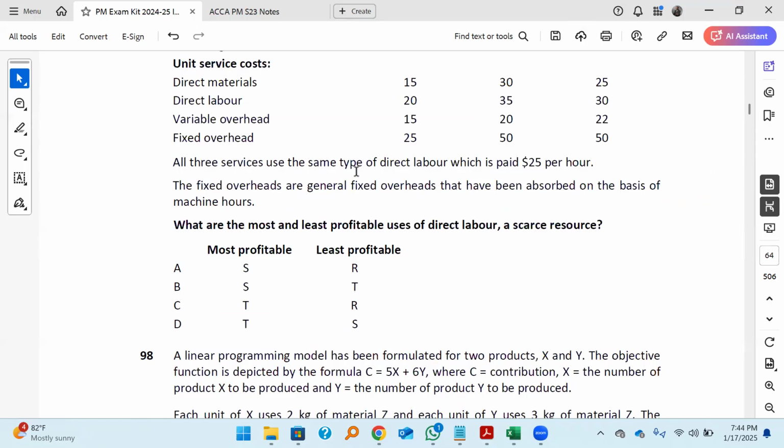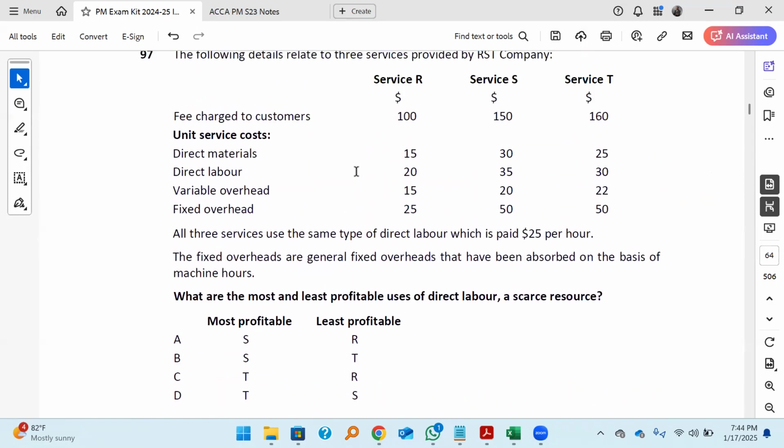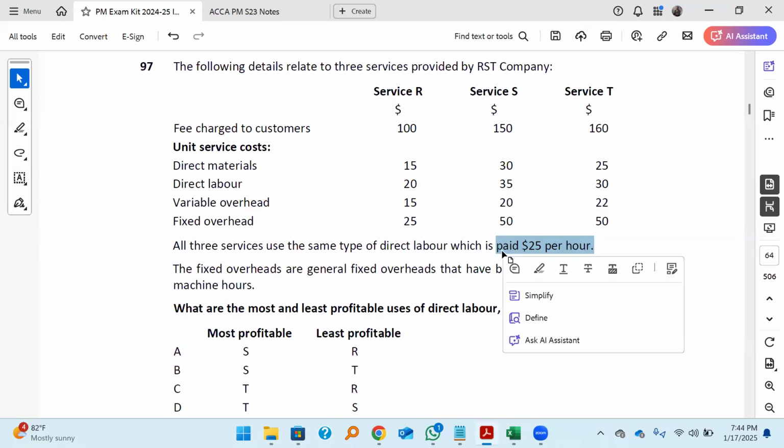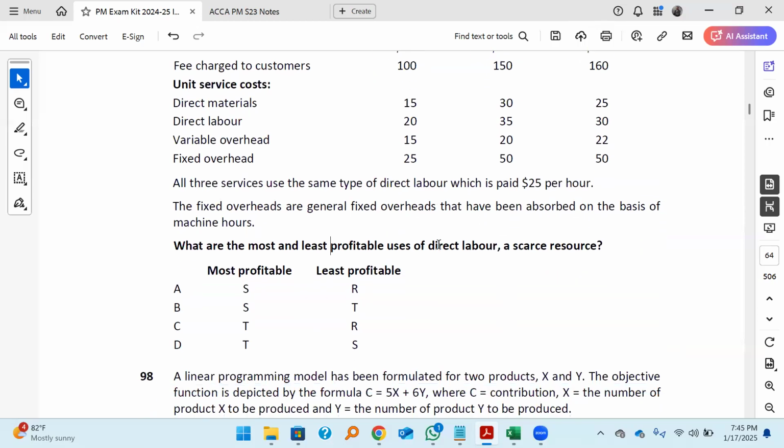And I hope here, they are not asking us to calculate it, but they are telling us that we have these products or the services, and this is the fee charge, and then they are giving us the costs. And all of them use the same type of labor, which is paid 25 per hour. And they're saying that the fixed overheads are general fixed overheads that have been absorbed on the basis of machine hours. Now they're saying what's the least and most profitable use of direct labor, which is a scarce resource.